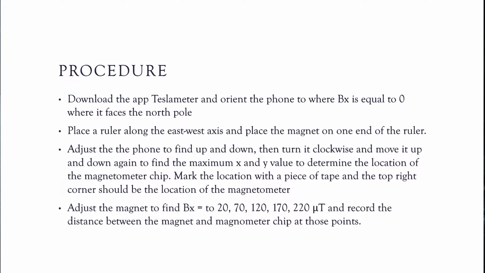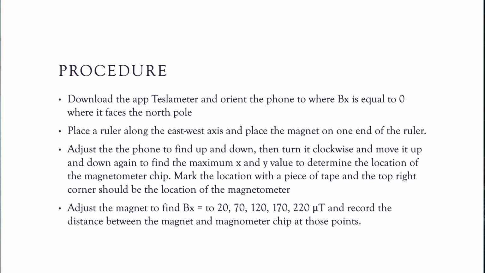The first part of the procedure involves downloading the Teslameter app. And once you download the app, you orient the phone to where B of x is equal to 0, making it face the North Pole. Once you have pointed towards the North Pole, place a ruler along the east-west axis and place the magnet on one end of the ruler.